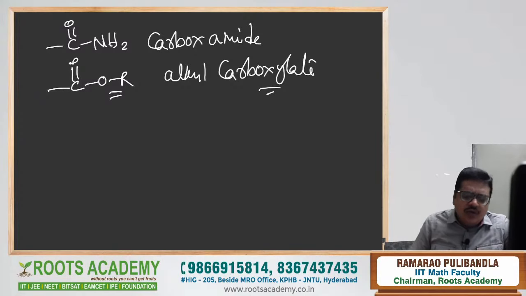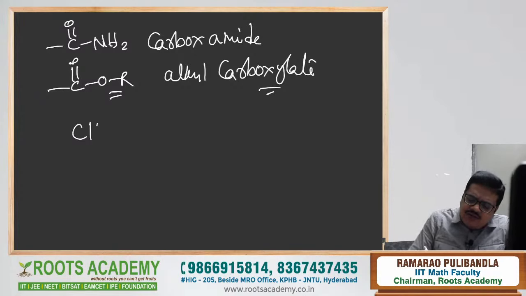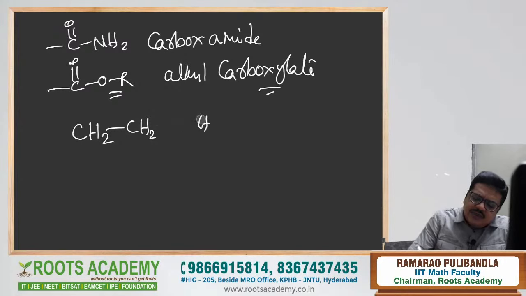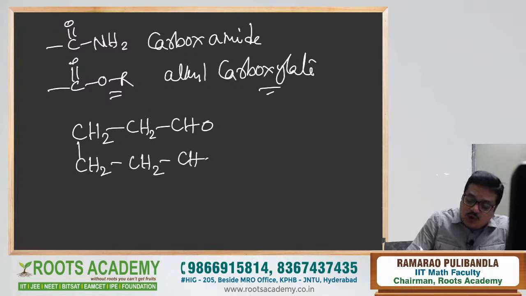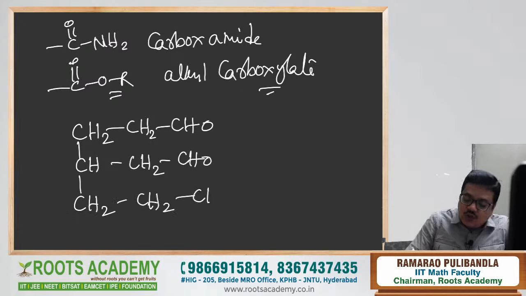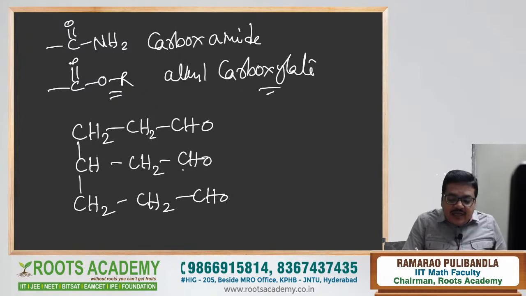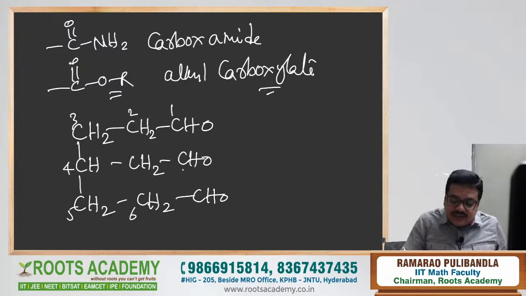Now, listen, my dear students. If you are having a carbon linked by CHO, now I want to write CHO. Now it is connected by CH2, CH2, CHO. Here these are not directly attached. 1, 2, 3, 4, 5, 6, 7.